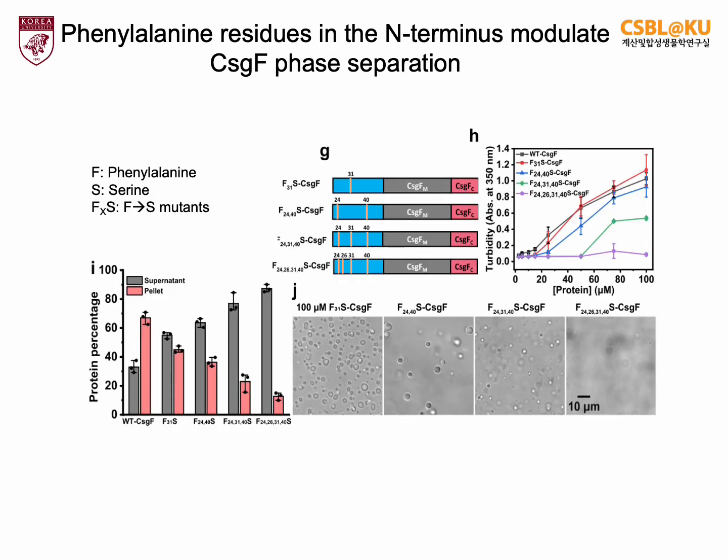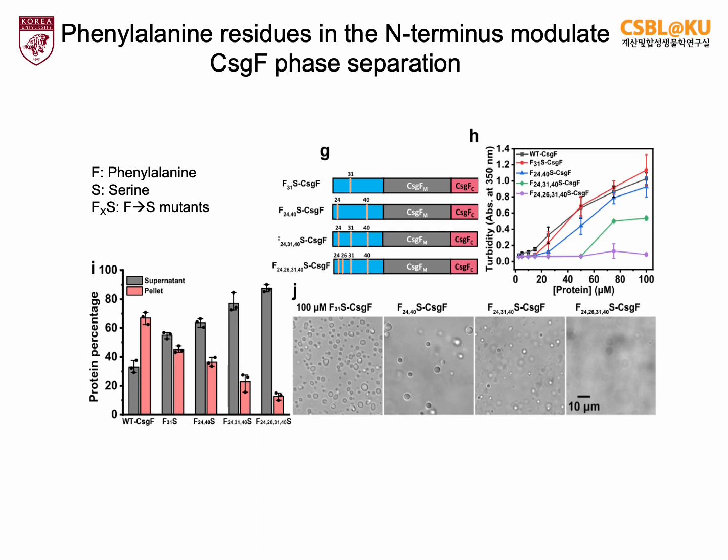Studies have demonstrated that aromatic residues in IDRs determine the phase behavior of proteins. Wild-type CsgF has a total of 7 phenylalanine and 3 tyrosine residues, with 4 phenylalanine residues and 1 tyrosine residue in the N-terminal region. They created serine substitutions of phenylalanine residues located in the CsgF N-terminus and measured how the phase separation activity of wild-type CsgF varies with changes to the number of phenylalanine residues.